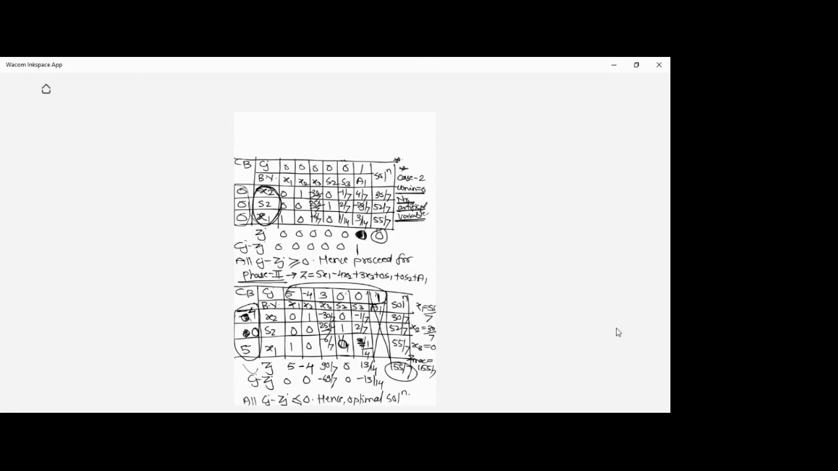Right? So I'm hoping that you have understood this case 2. In tomorrow's lecture, we are going to start with our case 3, right? And that will finish our simplex method.